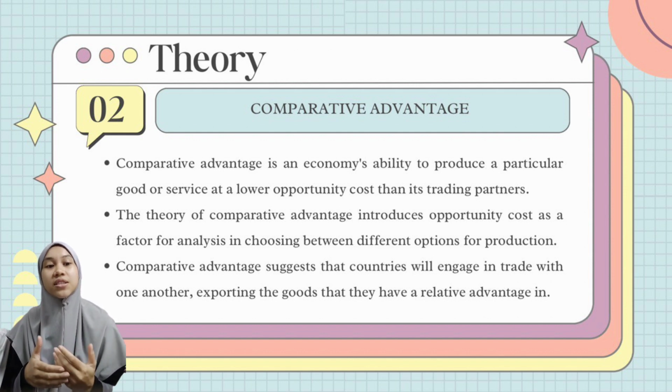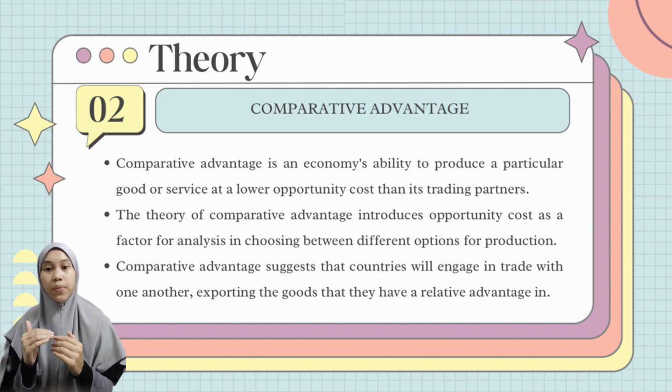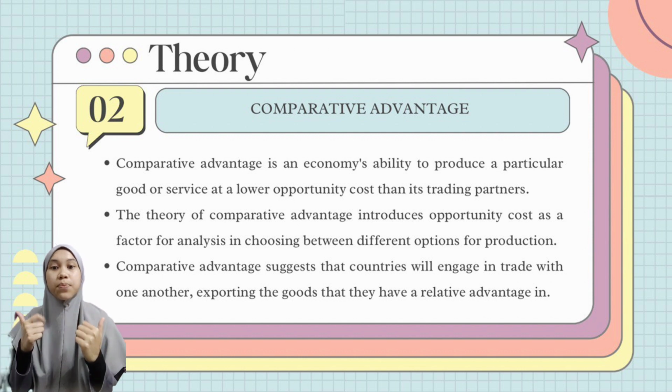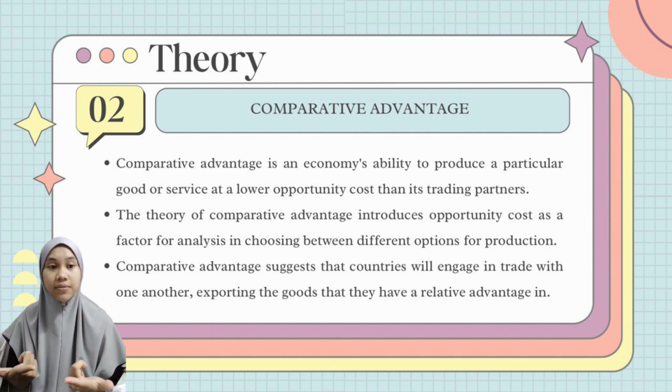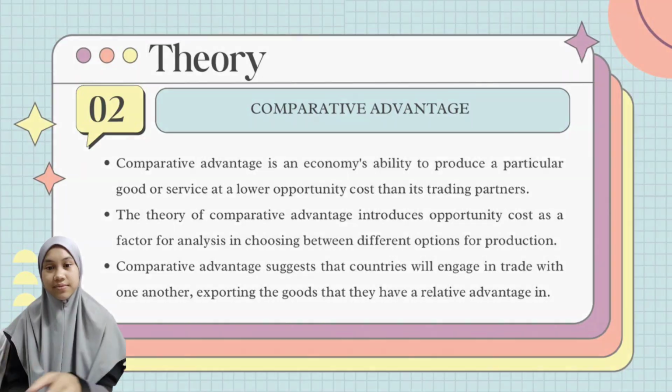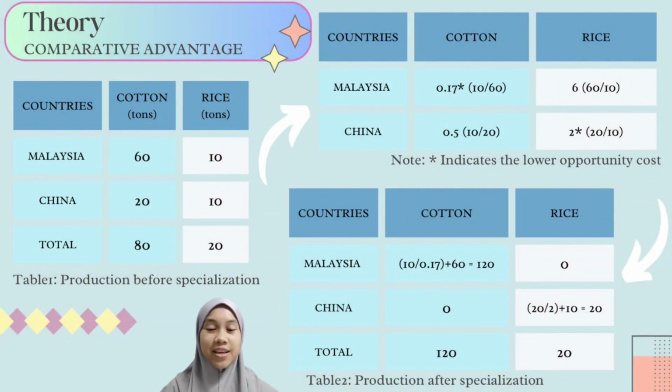Comparative advantage suggests that countries will engage in trade with one another, exporting the goods that they have a relative advantage in. So, as we can see from the first table, it shows that Malaysia can produce 60 tons of cotton and 10 tons of rice. Meanwhile, China can produce 20 tons of cotton and 10 tons of rice, respectively.